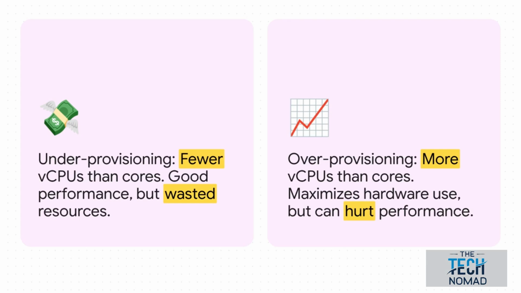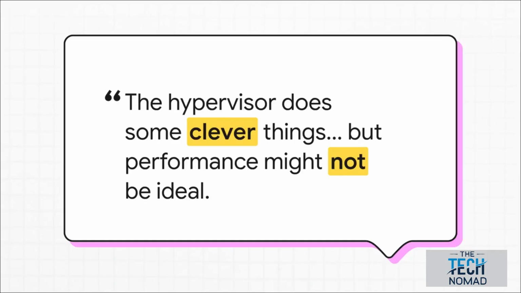Okay, so now we come to the big trade-off, the real balancing act. On one hand, you can under-provision. That means assigning fewer vCPUs than the 16 physical cores you actually have. The performance for each VM will be fantastic, but you might be wasting a lot of expensive hardware that's just sitting there doing nothing. On the other hand, you can over-provision. You could assign, say, 32 vCPUs. This is great for maximizing your hardware. You can cram more VMs on there, but there's a catch. Those 32 vCPUs now have to get in line and share the 16 physical cores, and that can really start to hurt performance. And really, that's the key takeaway here.